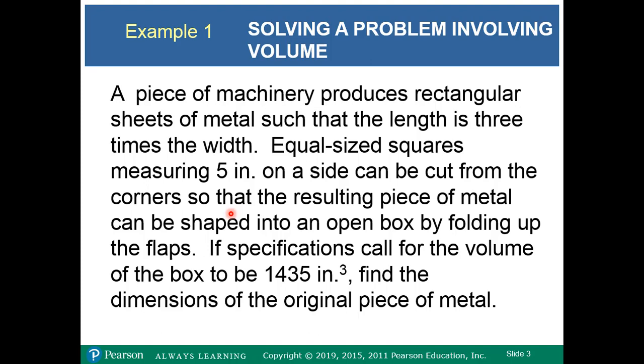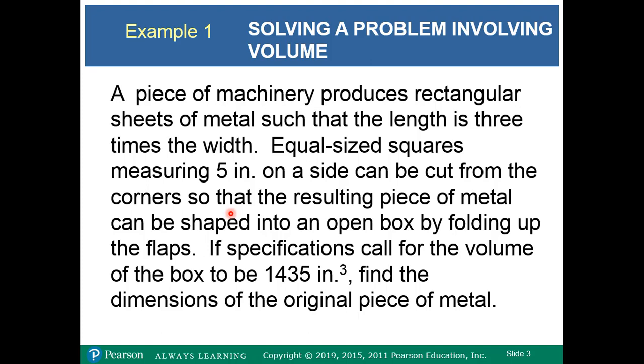So let's talk about volume. So solving a problem that involves volume. A piece of machinery produces rectangular sheets of metal such that the length is 3 times the width. Equal-sized squares measuring 5 inches on a side can be cut from the corners so that the resulting piece of metal can be shaped into an open box by folding up the flaps. So you're cutting out a square corner, and then the resulting flaps on each side can be folded up to create an open box. Now, if the specifications call for the volume of the box to be 1,435 cubic inches, that's what the volume of the box needs to be. Find the dimensions of the original piece of metal.